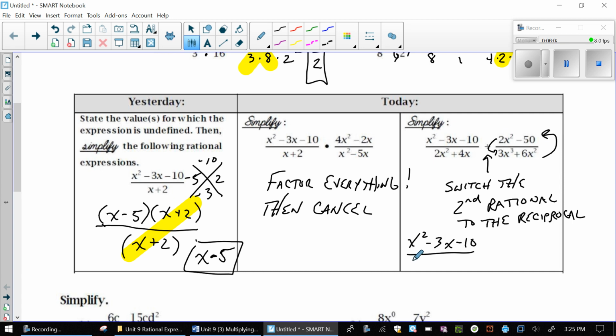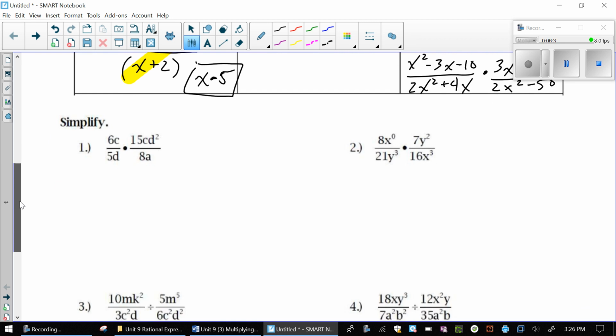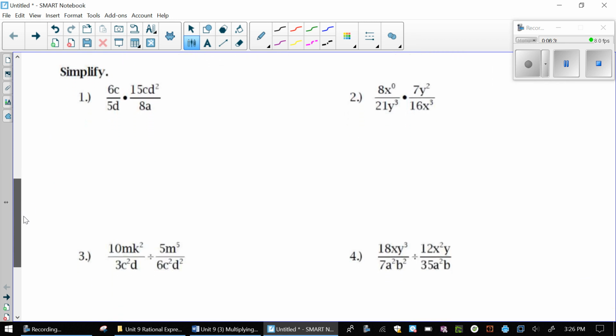So there's my first term, stays exactly the same, change to multiplication. Now I flip to the reciprocal, so 3x cubed comes up plus 6x squared, and on the bottom, then 2x squared minus 50. Okay, and then I'm going to factor everything, and I'm going to cancel. So yeah, there's some work here, but conceptually, there's not a whole lot going on. We're doing a lot of algebra. We're doing a lot of rewriting, simplifying, factoring, all that good stuff.